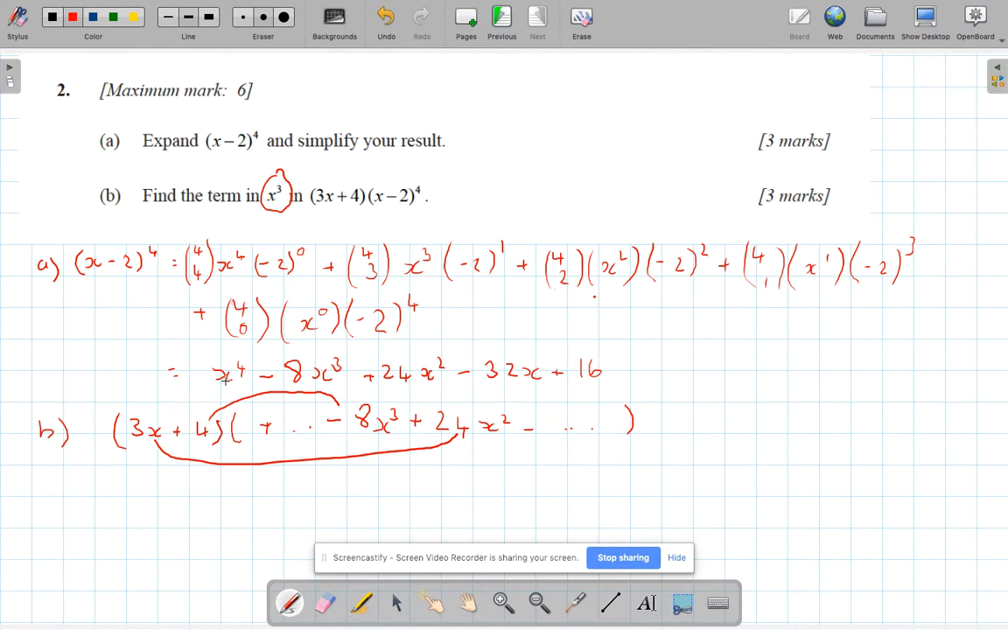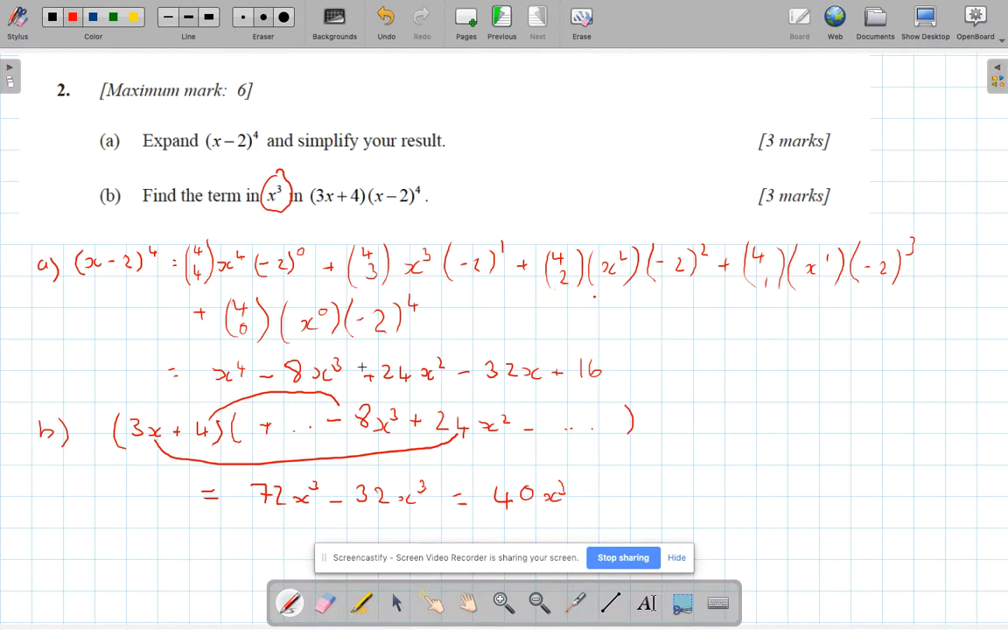So 3x times this is going to give me x to the power of 5, for example. 3x times this is going to give me an x squared. So I only want those, and that's quite an important part to understand, that I don't need to expand the whole thing there. So when I multiply 3x by 24x squared, it's going to give me 3 times 24, which is 72x cubed. And 4 times negative 8 is negative 32x cubed. And then we simplify that to give me 40x cubed.